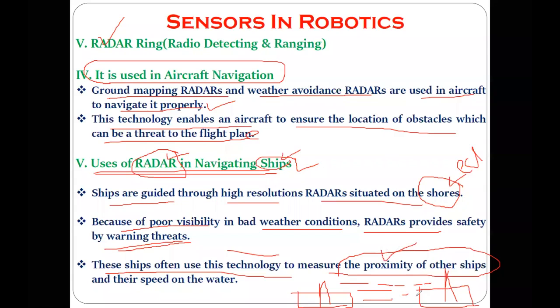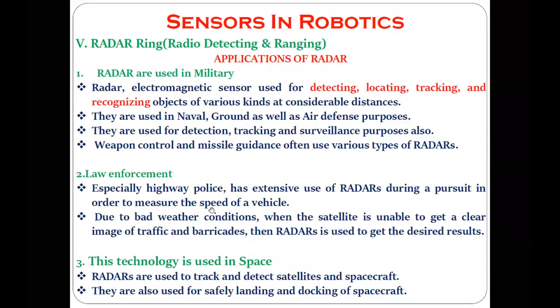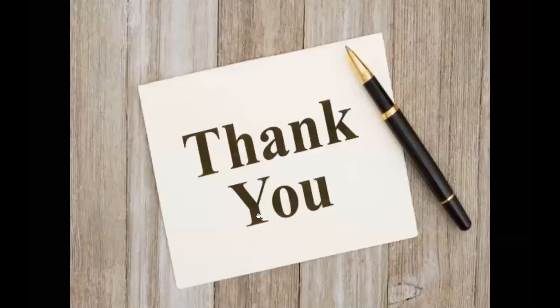So here I mentioned to measure the proximity of the other ship. What does proximity mean? How much distance is there between this ship and this ship? Understood? How much they are close to each other. These things can be easily detected with the help of the radars. Likewise, there are various other utilizations of the radar applications. Most importantly, we have covered what will be helpful for you in the exam.